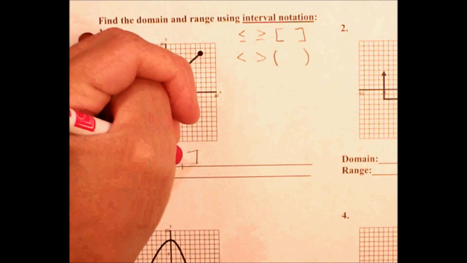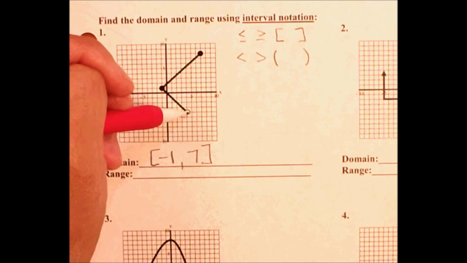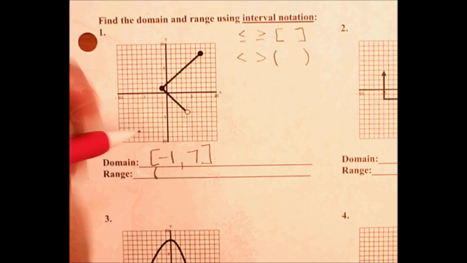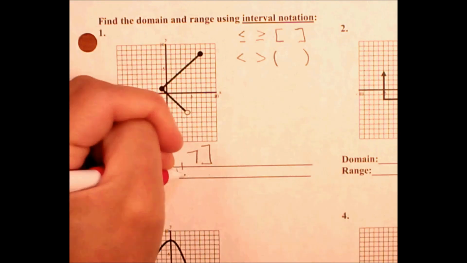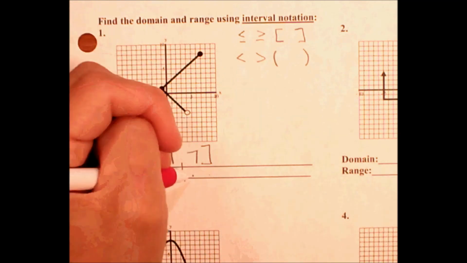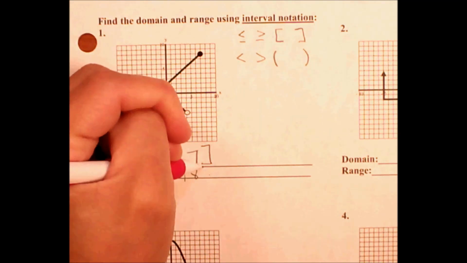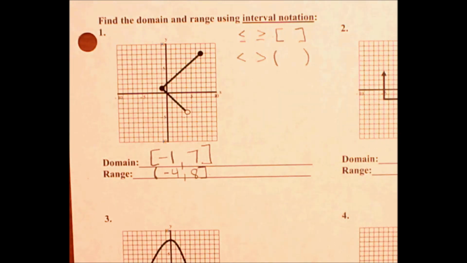is 7. Now the range is from bottom to top. Now this one's an open circle, so we're going to start with the parentheses. It starts at -4, and it's going to stop at this value up here, which is 8. And that's a solid circle, so therefore we put a bracket.